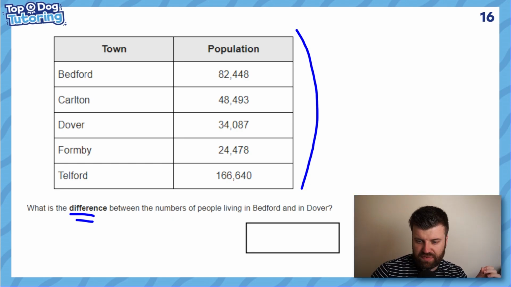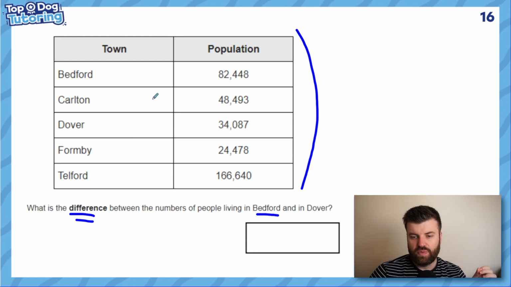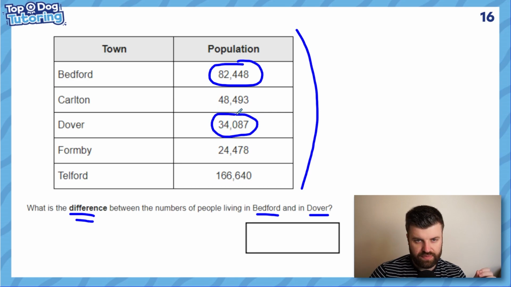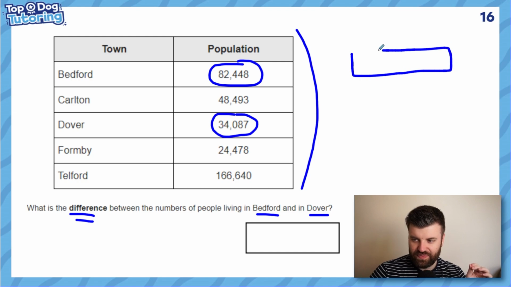Okay, so first we need to find out how many people live in Bedford, which in this case is 82,448, and how many people live in Dover, 34,087. Cool. What is the difference? Now, funnily enough, if this is Bedford, and that's 82,000, let's just call this Bedford, and Dover is less, obviously, it's actually the same maths.